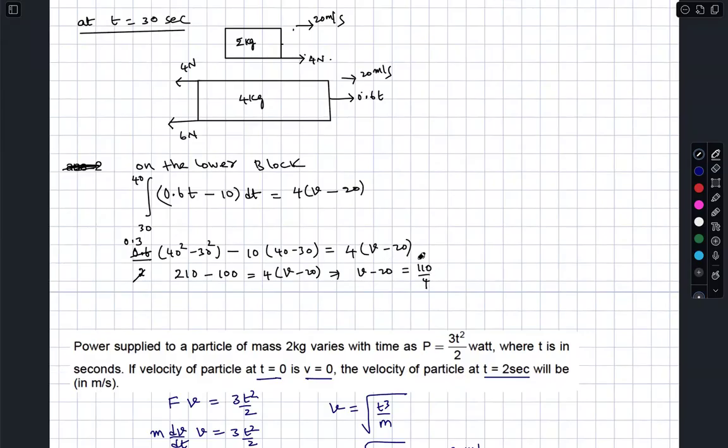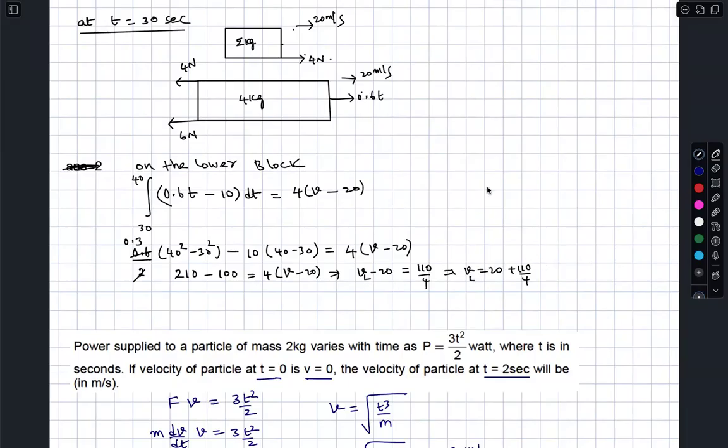Till here, any doubt? Please ask me right now. Which implies V is equal to 20 plus 110 by 4. Right. Now, that is the instantaneous velocity of the lower block. I'll say VL refers to the lower block.